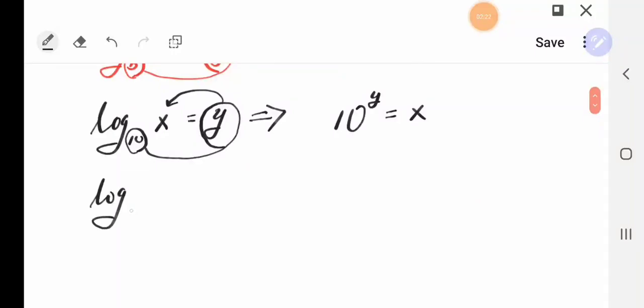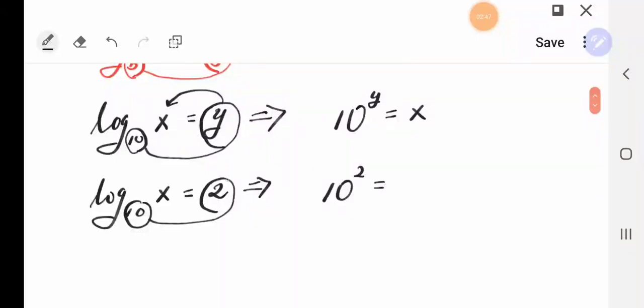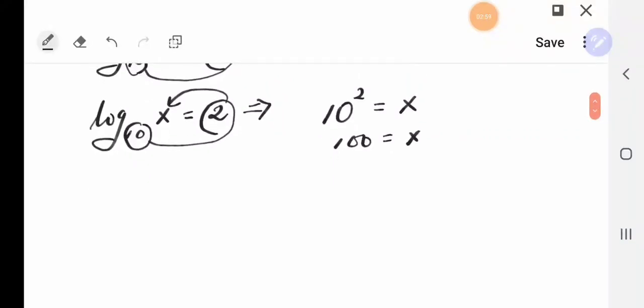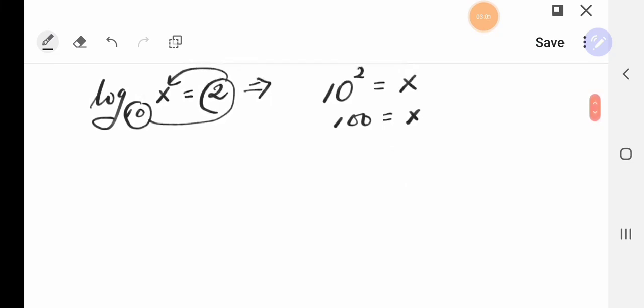Let's try another example. The logarithm base 10 of x is equal to 2. How do you find x? Just rewrite the logarithm into exponential form. Base 10 raised to the second power should be equal to x. Once you simplify, that is 100, so x will be 100. This is how we convert logarithm into exponential form.